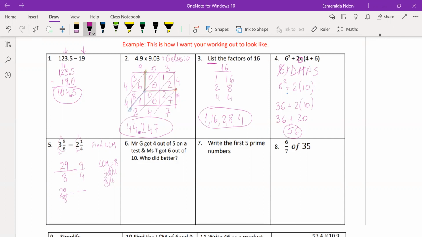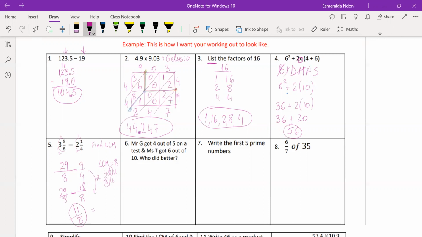That's our aim. Then you ask yourself, how did 4 go into the 8? Times what? Times 2. And we know that whatever we do to the bottom, we do to the top. So that will give you an 18 because 9 times 2 is 18. Now that the denominators are the same, I can subtract. 29 take away 18 is an 11. Denominator does not change. That is your answer.